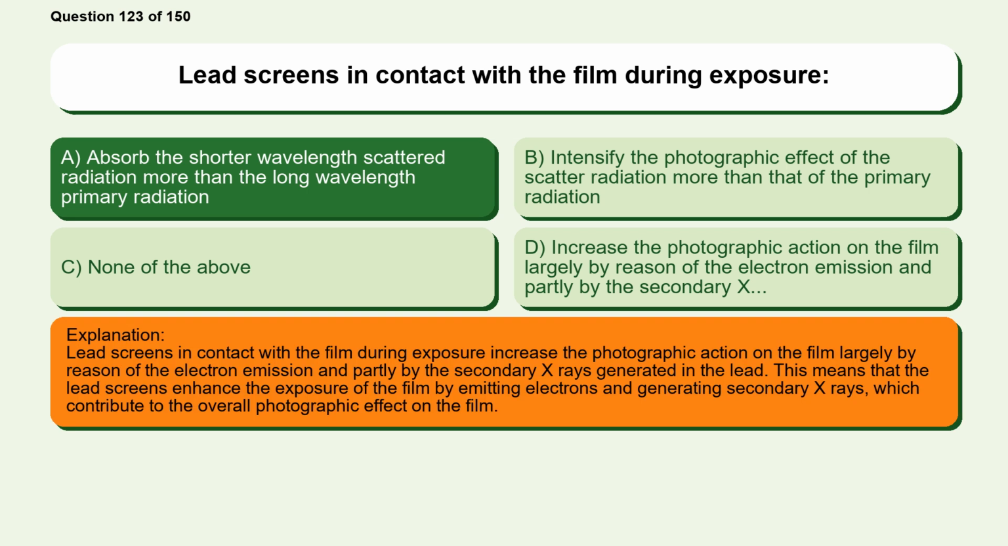Lead screens in contact with the film during exposure increase the photographic action on the film largely by reason of the electron emission and partly by the secondary X-rays generated in the lead. This means that the lead screens enhance the exposure of the film by emitting electrons and generating secondary X-rays, which contribute to the overall photographic effect on the film.